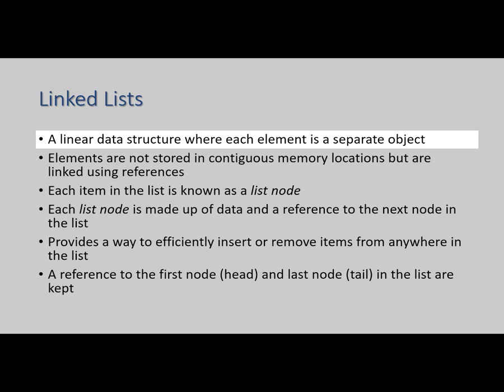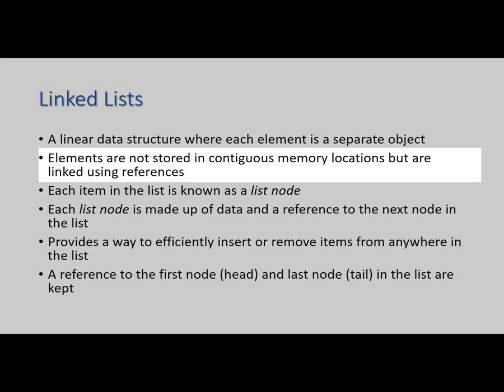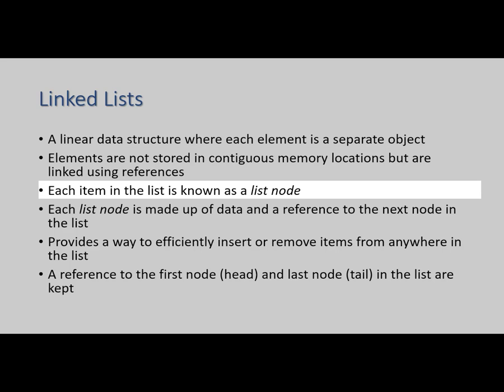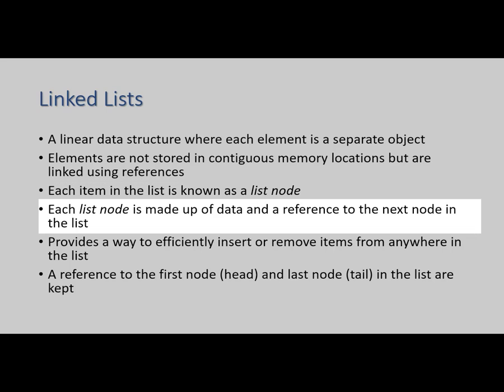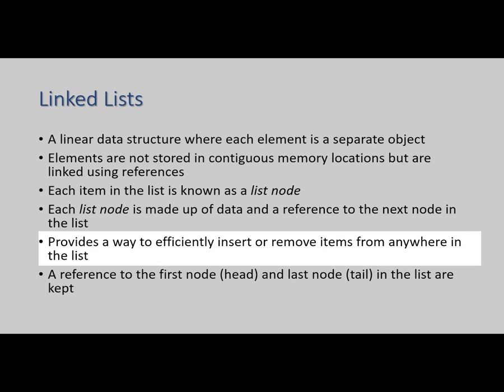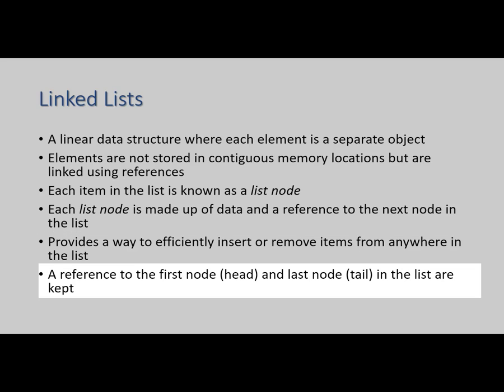A linked list is a linear data structure where each element is a separate object. Elements are not stored in contiguous memory locations, but instead are linked using references to the next object in the list. Each item in the list is known as a list node. Each list node is made up of data and a reference to the next node in the list. A linked list provides a way to efficiently insert or remove items from anywhere in the list. A reference to the first node and the last node in the list are kept. The first node is known as the head and the last node is known as the tail.